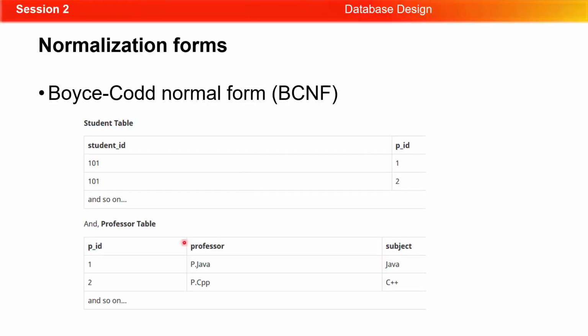And if we take a look here, here is a simpler way to display Boyce-Codd normal form. We have our student table here. We can see our student ID. And if we look here, we have our professor table, and we can see the professor IDs. And the professor ID is a foreign key within the student table.